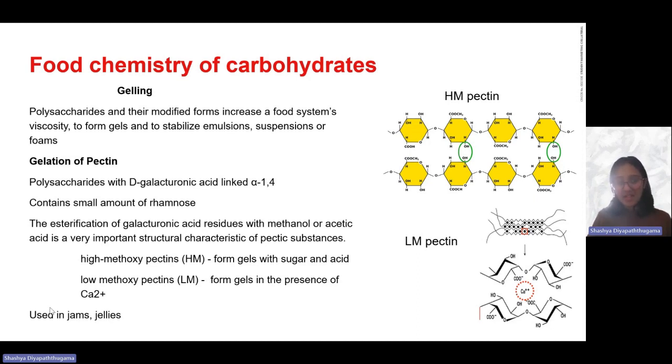So these gels you can see in jams and jellies, and these low methoxypectin jellies can be seen where we need the presence of calcium ions. For example, if we make a yogurt using fruits and milk, then low methoxypectin will be used to form this gel structure.